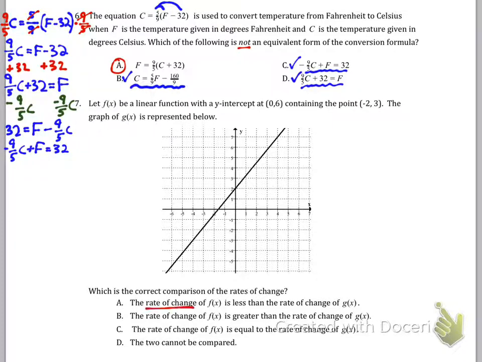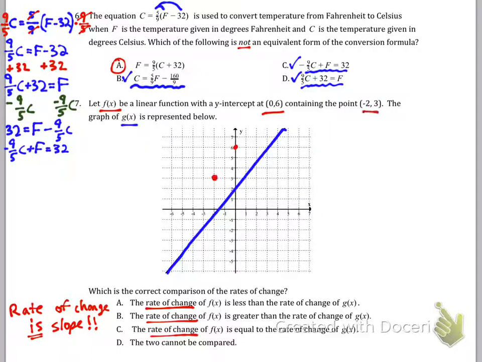Well, if we're comparing rate of change, then we need to calculate that. And remember that rate of change is the same as slope. If I can graph both of these and picture the slope, I can figure out which rate of change is greater. Well, that's g of x. f of x starts at 0, 6, and it has the point -2, 3. With those 2 points, I can see right there, I could draw a straight line, and the slope of this would be going up 3, and then right 2. So rise over run would mean 3 divided by 2.